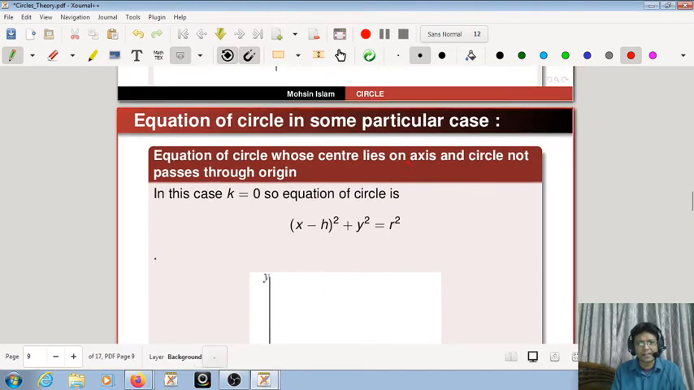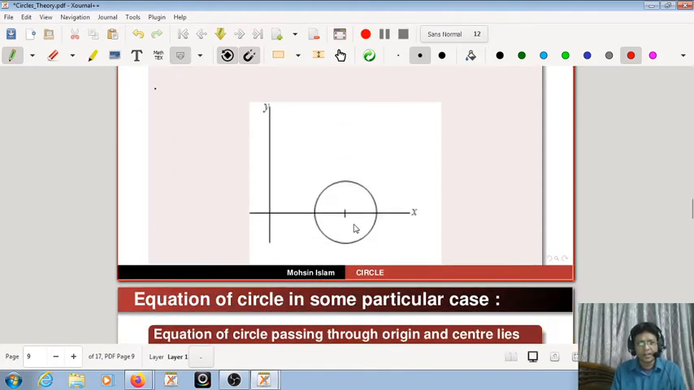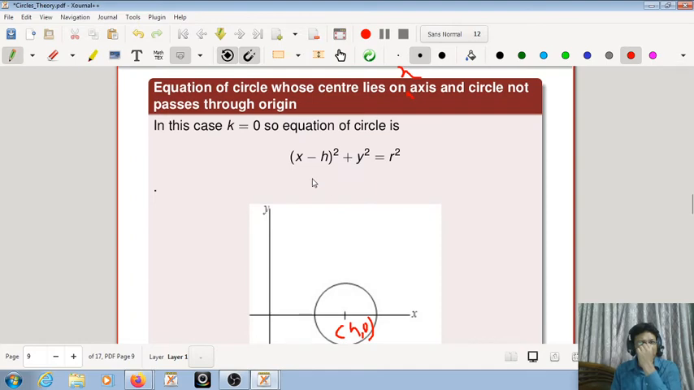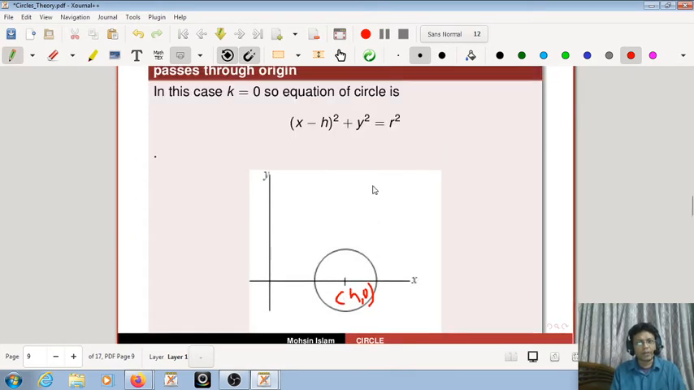It should be on the x-axis and the circle does not pass through the origin. Look at that. This is your x-axis and suppose this is your h, 0, because k will be 0 on the x-axis. So your center will be (h, 0). So your equation will be (x minus h) whole square plus y square equal to r square, where r is the radius. So this is the equation of the circle when the center lies on the x-axis.